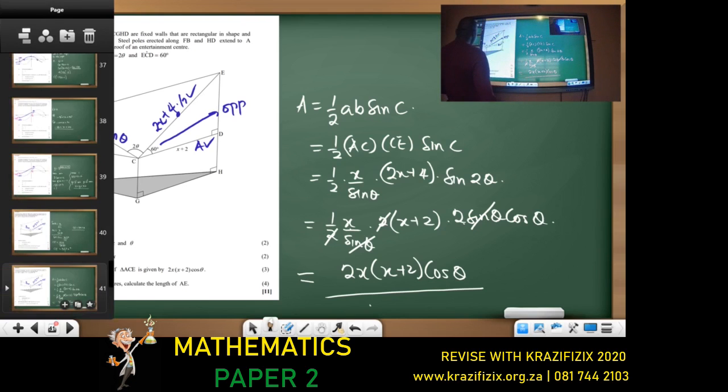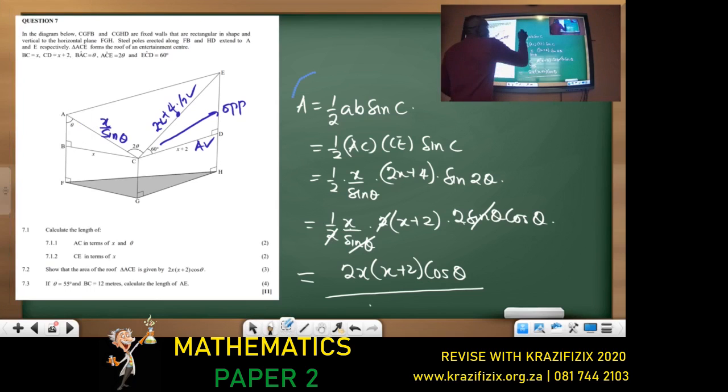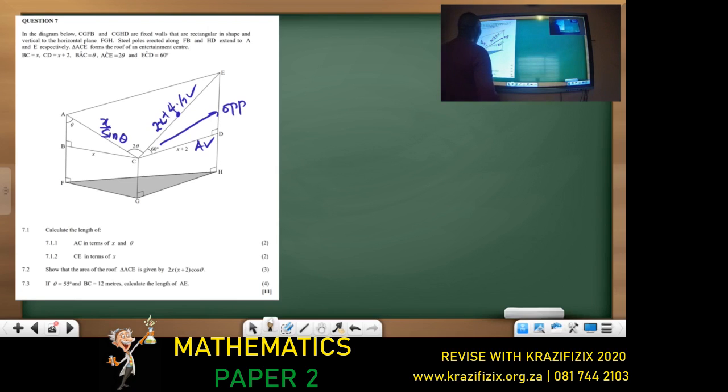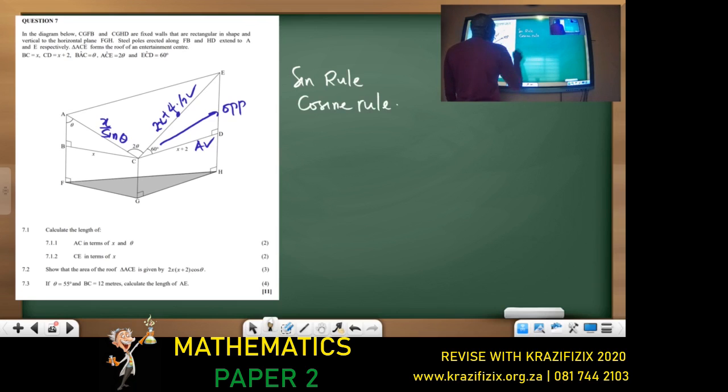Okay, 7.3. Let's get 7.3 done quickly before we jump into the next section. If theta is 45 and BC is 12, calculate the length of AE. Let's go find AE. Calculate the length of AE. Guys, you must know your sine rule and your cosine rule. Not just knowing them, knowing when to use them.